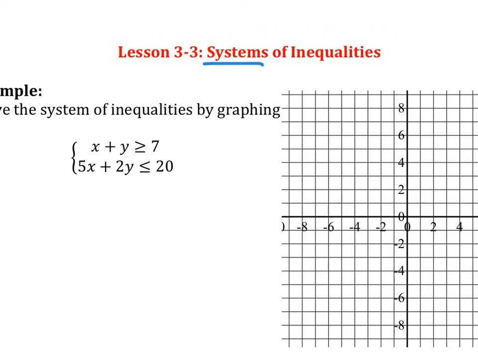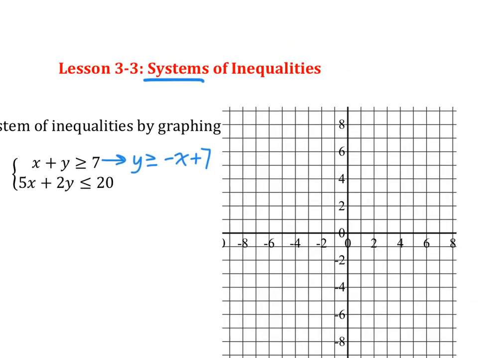So let's look at this first question. Solve the system of inequality by graphing. So this first one says x plus y is greater than or equal to 7. So what we want to do is first change it into y equals mx plus b form. And then we are going to graph that line. We call that boundary line. So we're going to start at 7, and it has a downward slope of -1. This is going to be a solid line because it's greater than or equal to. So the equal to makes this a solid line.